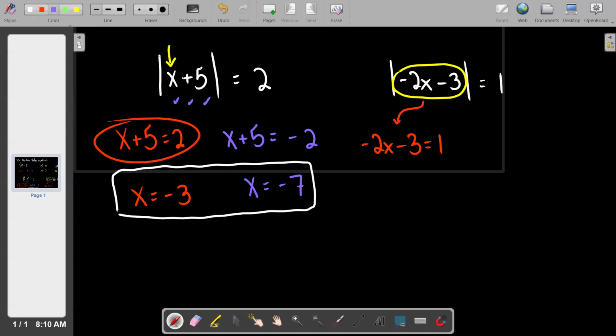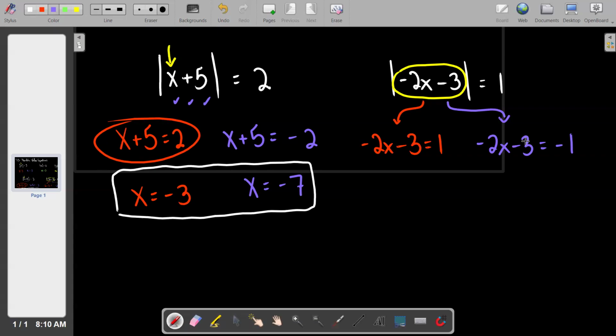But I have a second situation, don't I? What else could the yellow egg force himself to equal? -1. So stuff inside -2x minus 3, maybe you equal -1. We're creating two truthful situations. Note that when I split, I take off the absolute value.